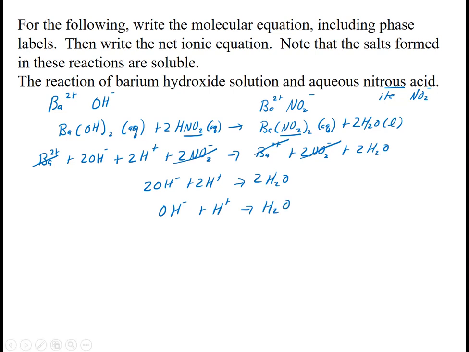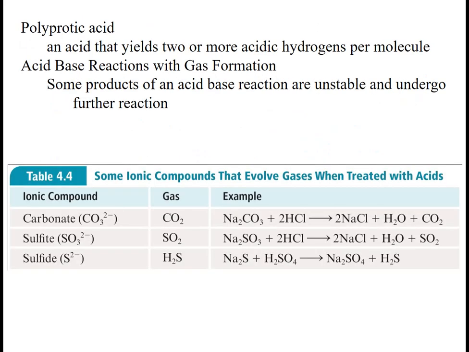So if it's just a plain acid-base reaction, my net ionic reaction should be OH minus plus H plus goes to water. We are going to do some in which that's not going to be my net ionic reaction. Very briefly, I want to talk about the fact that it's a polyprotic acid. A polyprotic acid has 2 or more acidic hydrogens. There is one of them on this page.